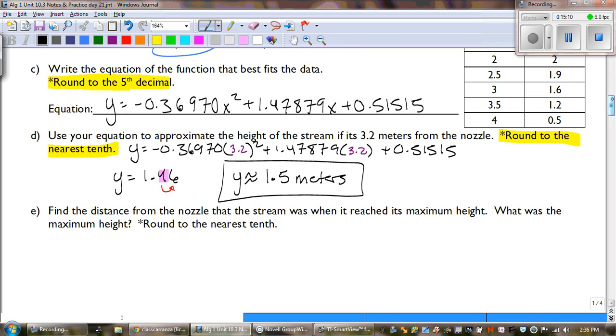And the last one, E. Find the distance from the nozzle the stream was when it reached its maximum height. What was the maximum height? Round to the nearest tenth, okay? So once again, guys, this is asking us for the vertex. The vertex is a point. We start with the opposite of b over 2a. So the opposite of b would be negative 1.47879, and we're going to divide that by 2 times negative 0.36970.